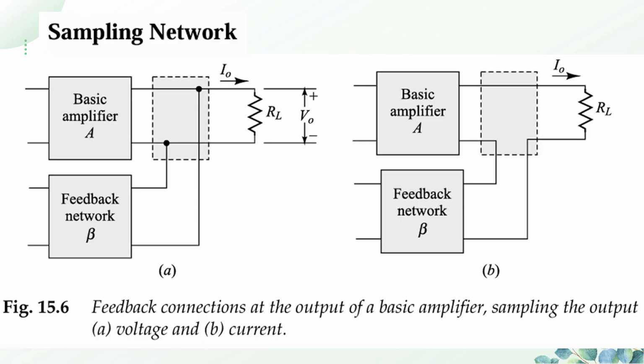Next, let's see about the sampling network. There are two types of sampling available: voltage sampling and current sampling. Figure A represents the voltage sampling, in which the feedback connection is taken from the load or from the output as a shunt connection. If we take the connection like this, it is called voltage sampling. Next, in figure B, a portion of the output is fed back by the feedback network as a series connection. Since a series connection is used here, it is called current sampling.